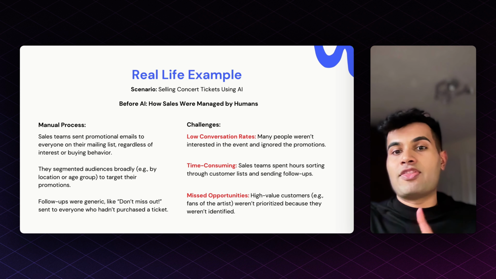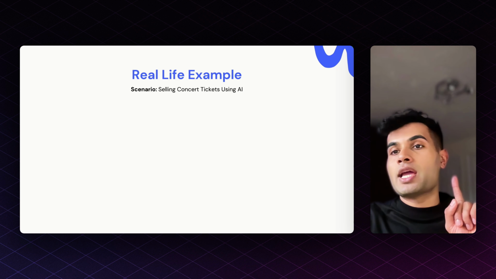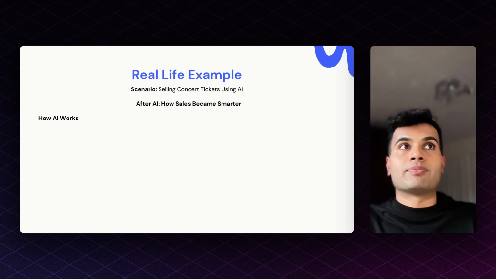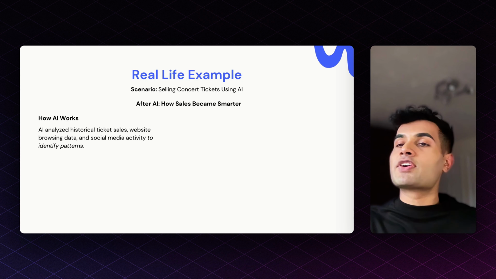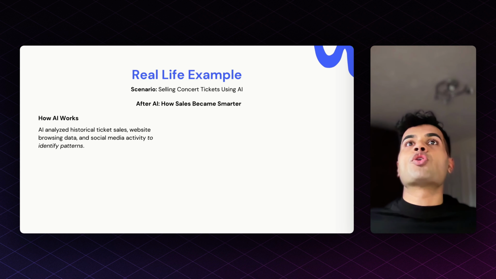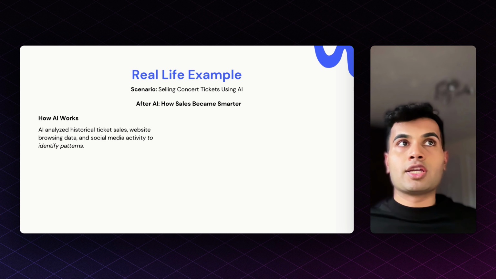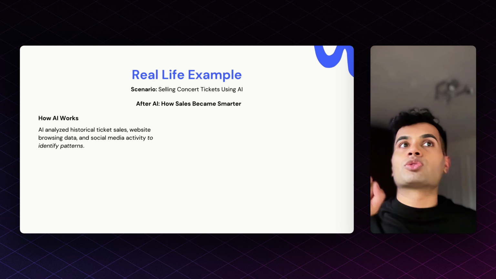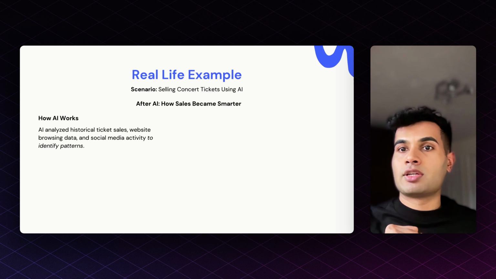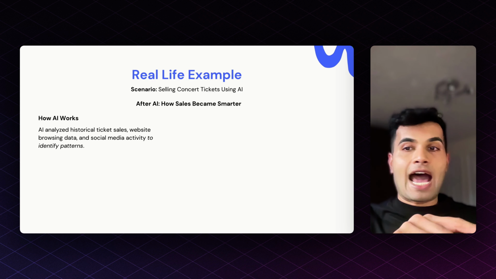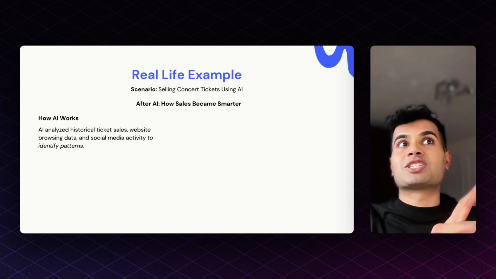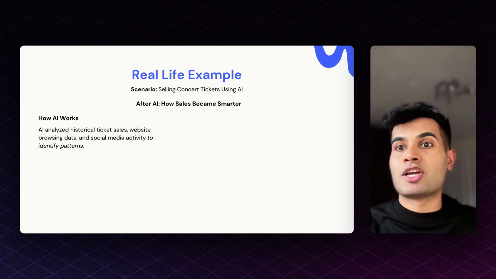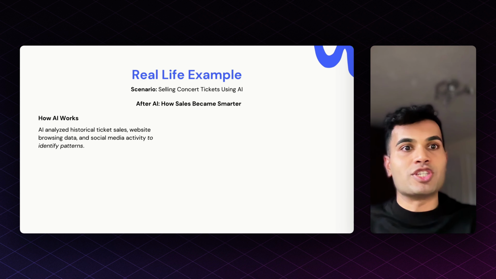Now let's look at how AI can make all of this a lot smarter. How AI works: say we have the same scenario, we're trying to sell concert tickets using AI. We utilize the data sets we have to track all the historical ticket sales, and then we use AI to delve into this. We analyze all these ticket sales, the browsing data, as well as the social media activity, to identify patterns of each potential consumer.